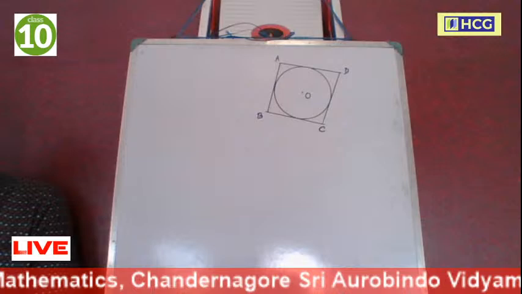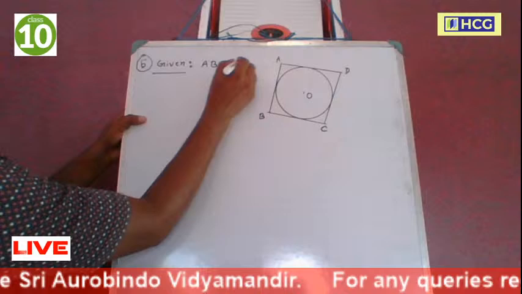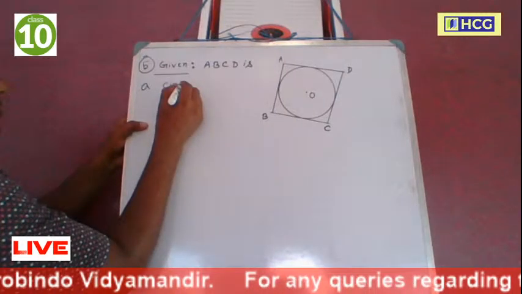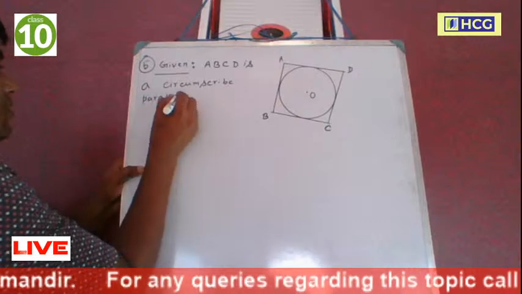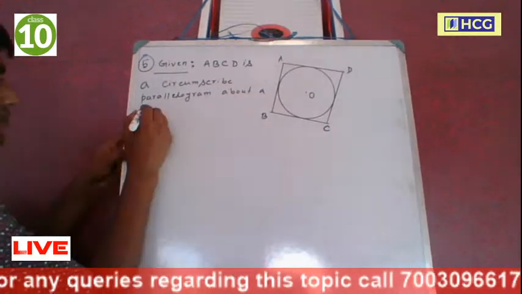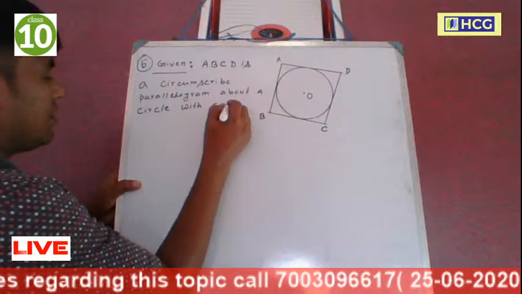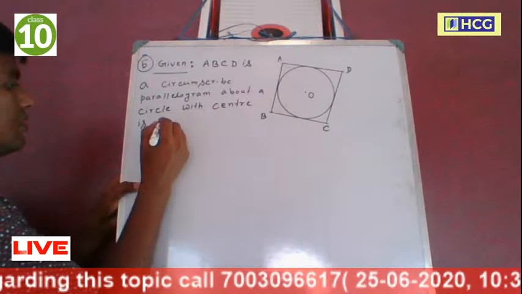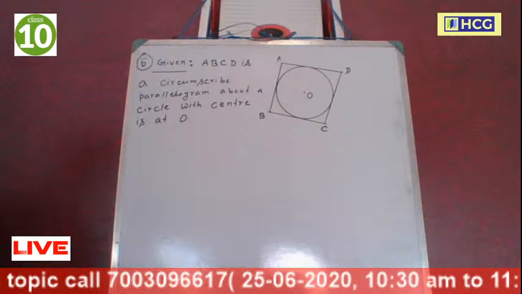Question number 5. Given: ABCD is a circumscribed parallelogram about a circle with center at O.